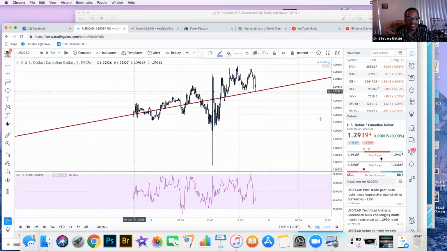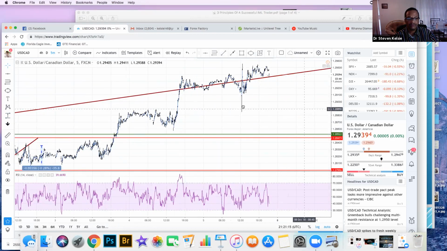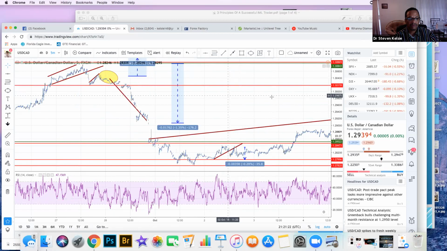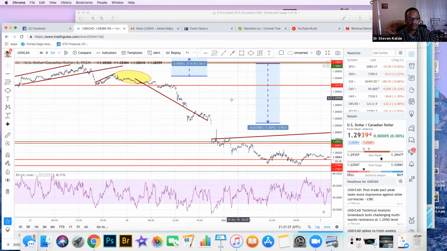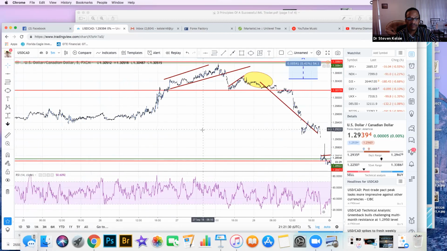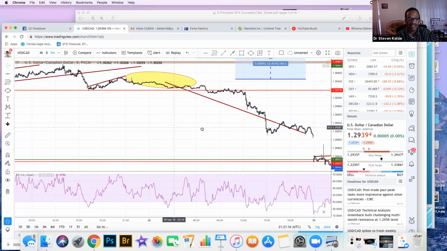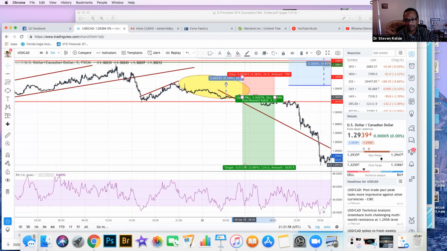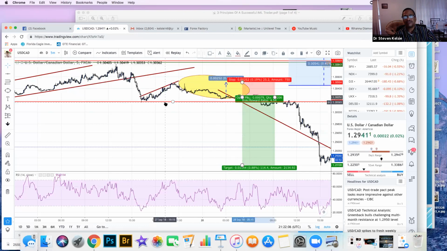If you would have got in on the 5 minute, kind of hard to see these candles, real little. Say you got in right here. Highest wick, 25 pip stop loss. Let's look at the risk to reward. 114 pips, 25 pip stop loss. Does that look good or what?